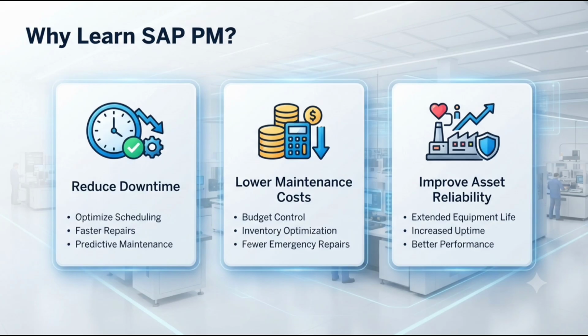Effective plant maintenance reduces unexpected breakdowns, improves equipment availability, and lowers overall maintenance costs. Companies that use SAP PM can plan preventive work in advance instead of always reacting to failures. This leads to better safety, higher productivity, and more accurate cost tracking.